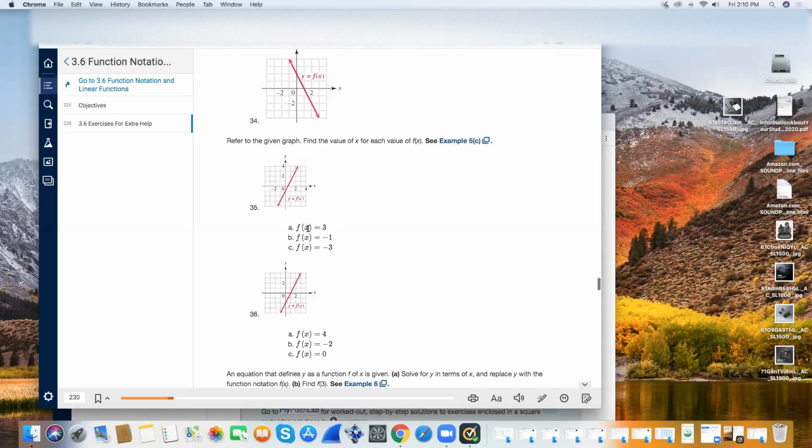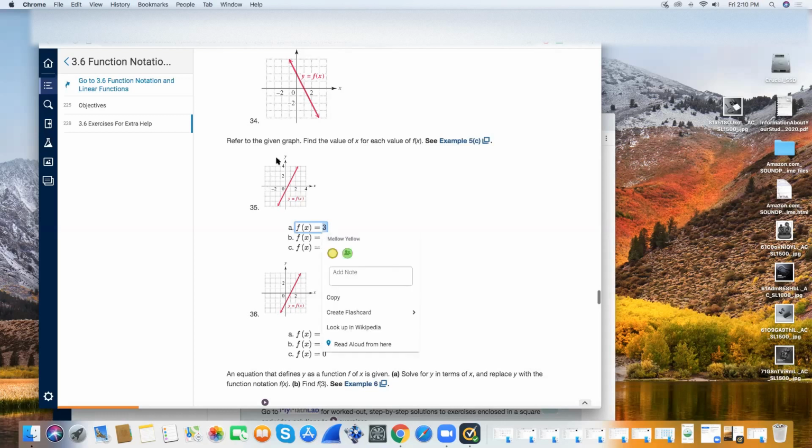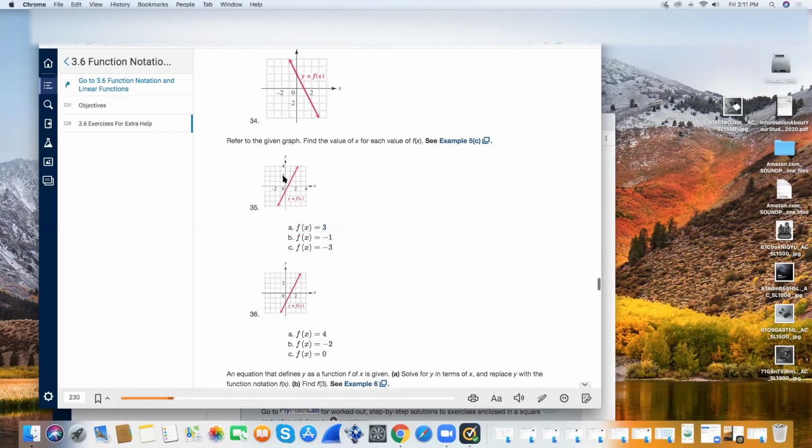Can someone tell us what's X for 3 in the first one? First we need to find 3 on the Y. So the X is 2. Very good, Husseini. That's it. So we're going backwards. If you have X, you start from the X. If you have Y, you start from the Y. What is X in this one for B?